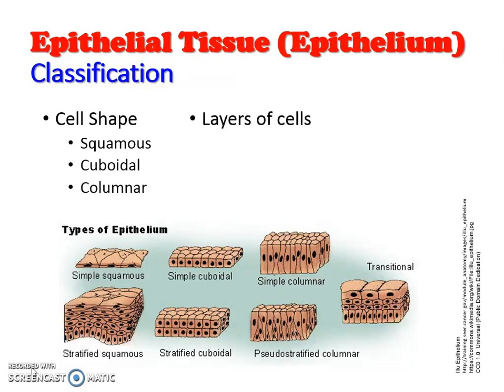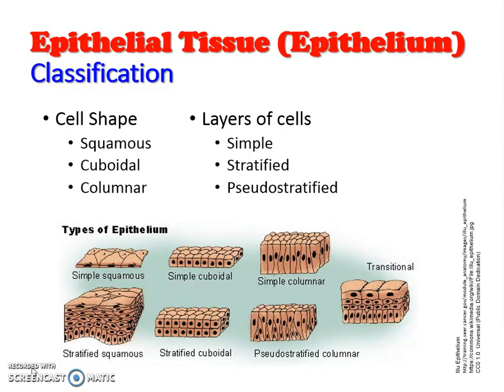Now, in addition to that, we can look at the arrangement of the cells, the layers of the cells. So if we say that the cells are simple, that means there's a single layer of cells. Whereas if they're stratified, there's 2 or more layers of those cells.